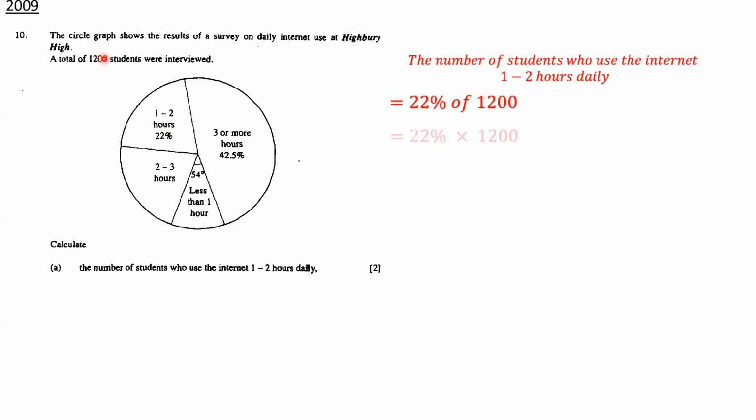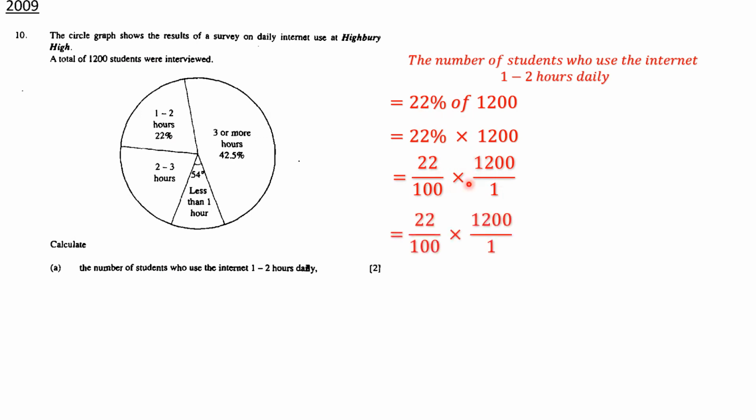And we know that 22%, not 20%, 22%. We know that of means multiply, so we're going to multiply. It's 22%, which is 22 over 100, multiplied by 1,200 over 1. We multiply 22 by 1,200, and we get 26,400.